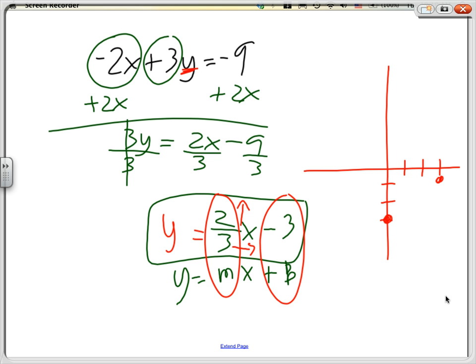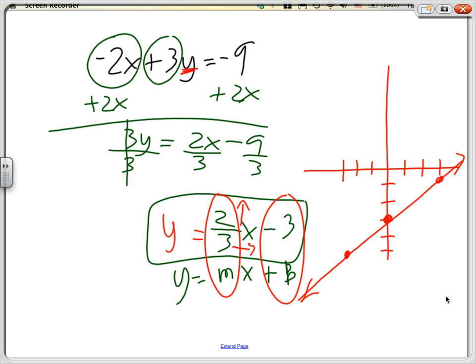What if I want to go the other direction? What else can I do? Left 2, down 3. Remember, rise over run, not run over rise. So you have to move up or down first before you can go left or right. So down 2, left 3. You got to do the opposite, right? Very good. So it's right here. And guess what? There's your line.